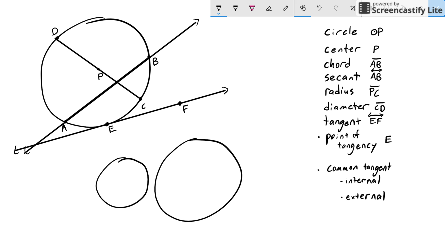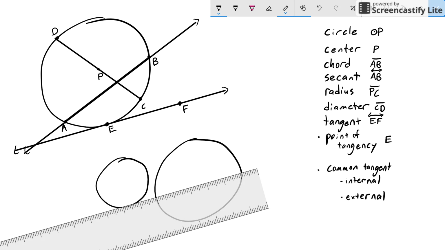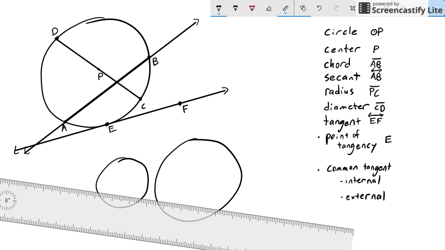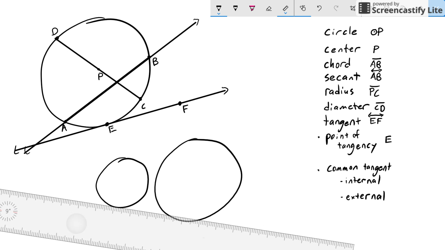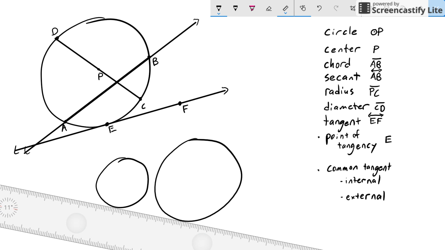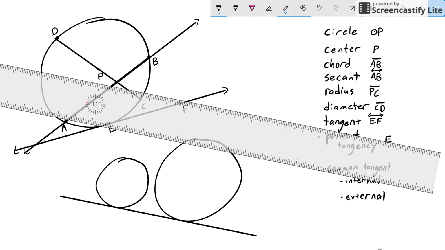Okay, I've got two circles, and then I want to now draw a common tangent, a segment that's tangent to both circles at the same time. So it has to stay outside of the circles, but it does touch each circle exactly once. So I'll call those G and H. So that line GH is tangent to both circles at the same time.